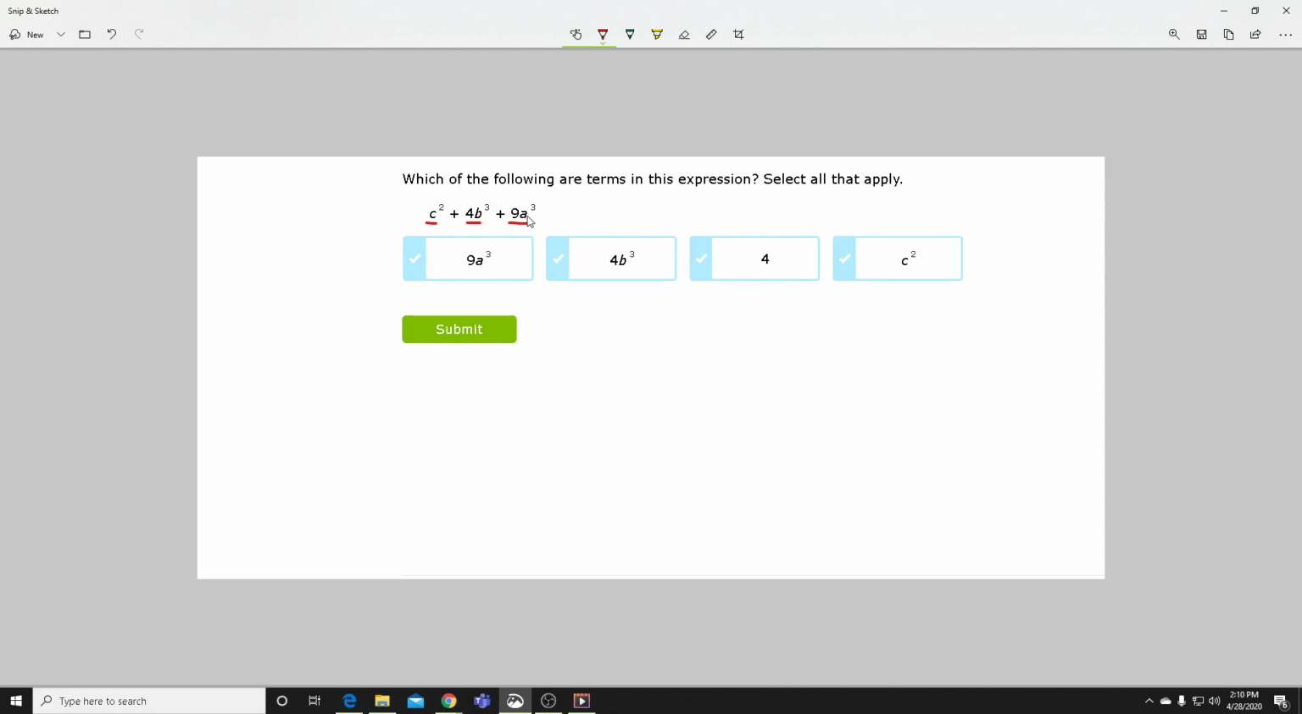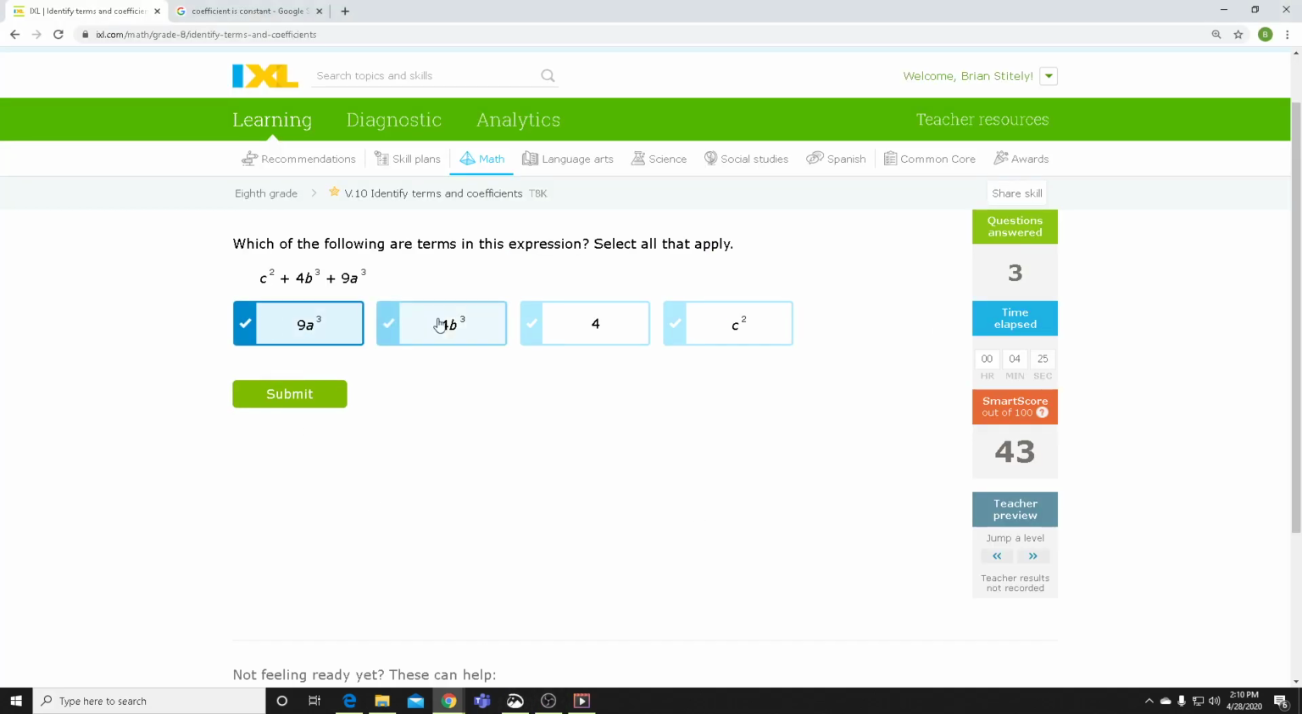9a cubed. Okay, I see that here. So that works. 4b cubed. Well, I see that here. 4. None of these terms is just 4, so that won't work. C squared. Oh, that's right here. So select all that apply. You'd select first, second, not the third, but the fourth. So just like that.